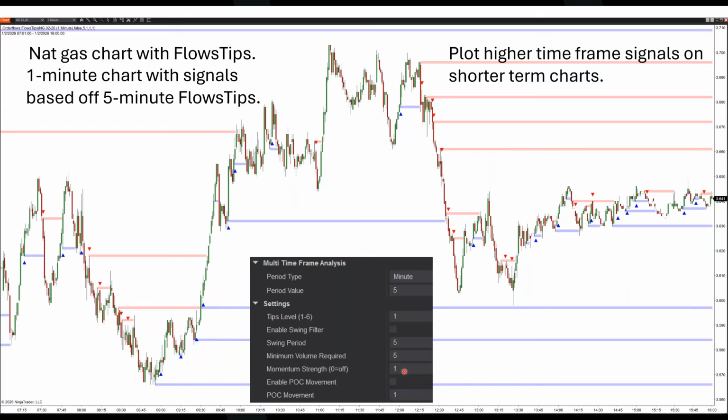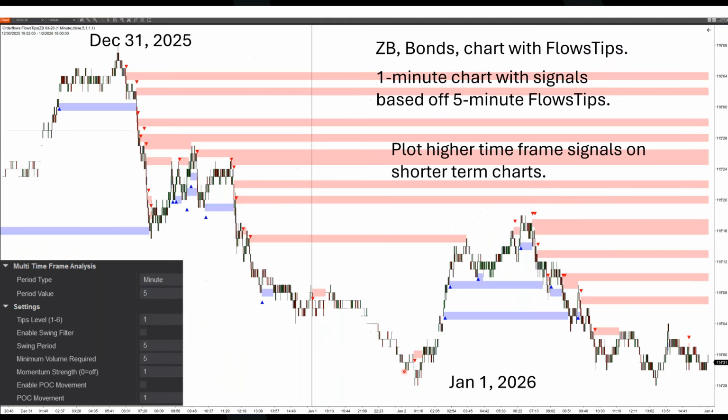I like to have just a little bit of momentum. I don't like to necessarily turn it off because I like to try and ride with the trend, ride with the movements, especially if it's a higher time frame chart. I want to be going in that direction. This is bonds again with the 5-minute setting, multi-time frame analysis. Tips level 1, momentum strength is also 1, right?